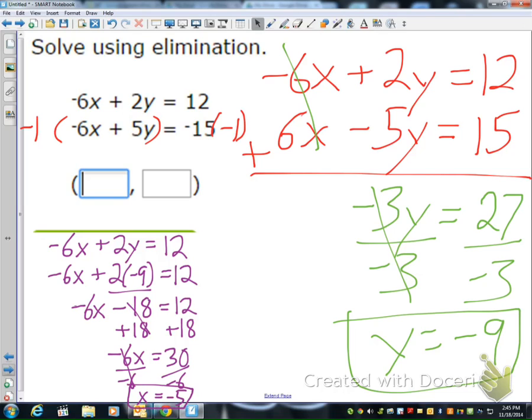So my solution is -5, -9. And once again, if you want to do a really quick check in your calculator, you can simply do -6 times -5 plus 2 times -9, and it should give you 12. And you can do -6 times -5 plus 5 times -9, and it should give you -15. If it doesn't, then that means we messed up. So, all right. That's how you do solving using elimination.